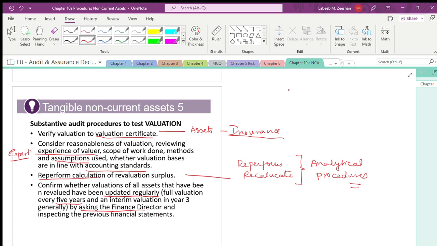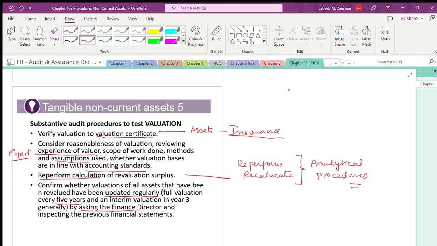For valuation, you should have a certificate. Valuation should be done by an expert. You write there: the valuation is considered reasonable, as the valuation was reviewed by an expert. That is sufficient. Scope of work, methods and assumptions you can add. It can increase value. Is it right?